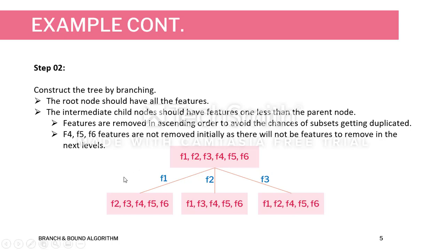As you can see here, I removed these features in ascending order, and that was done to avoid the chances of subsets getting duplicated. So this is my level 1. You may have noticed that I did not remove F4, F5 and F6 to create 3 other child nodes. I did not remove them initially because if I do so in the beginning, I will not have features to remove in the next level.